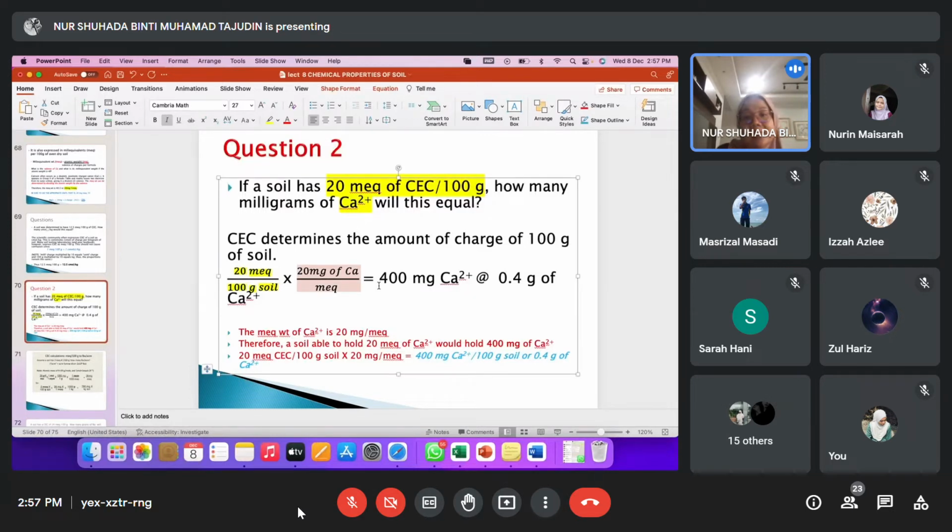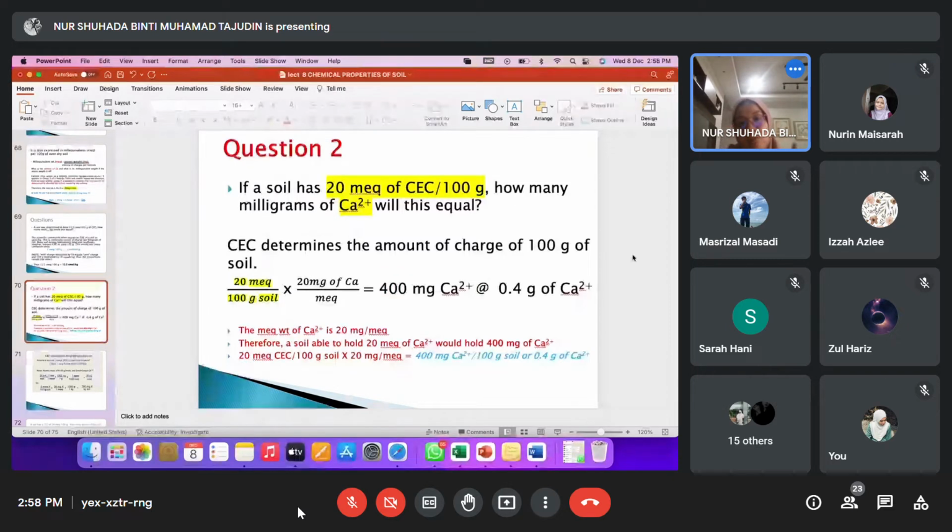So the answer in one, sekejap. Dah lari lah dia punya format. Okay, so how much in 100 of soil? The question is in 100 of soil, 100 gram of soil ada berapa mg calcium? Okay, so the question is in 100 gram of soil, how many calcium in term of weight?